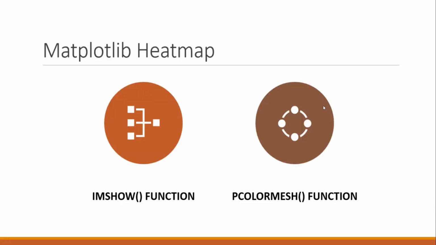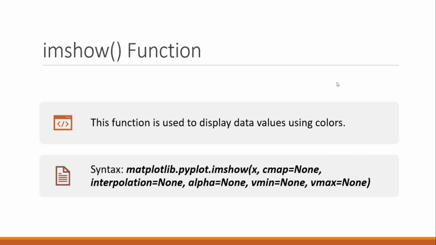So now we will learn to create a heat map in Matplotlib. There are two methods that are used to plot a heat map. The first one is imshow function and the next one is by using the pcolormesh function. So let's learn each function in detail one by one. The imshow function is used to display data values using color and the syntax of the function is matplotlib.pyplot.imshow and in braces we pass different parameters.